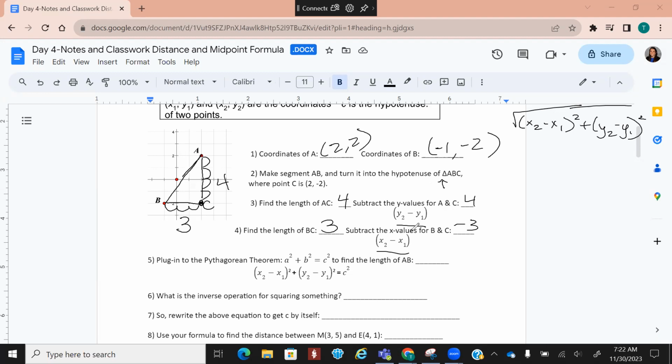Okay. Now we're going to plug into the Pythagorean theorem. So we got a squared plus b squared equals c squared. So we're going to take x2 minus x1. That was 4. And we're going to square it. And then y2 minus y1 squared. That's going to give me 3 squared, which is going to be 9, equals c squared. So 4 squared is going to give me 16 plus 9, and that's going to equal 25.